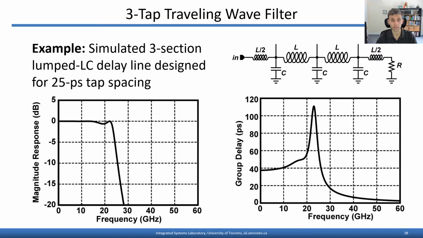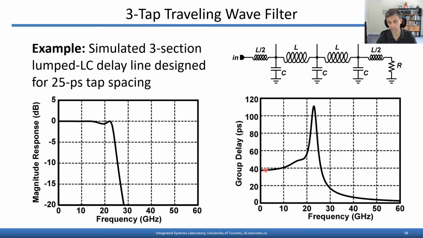So to give you a feel for some of the numbers here, let's consider the case where you want to realize a 3-tap traveling wave filter. You then need a 3-section lumped LC delay line as shown here. If we want 25 picoseconds of tap spacing, then each LC segment has to provide half of that, or 12.5 picoseconds, because the taps are separated by 2 LC delay sections, one on the input side, one on the output side. So that means the total delay time of each line is 3 times 12.5 picoseconds, or about 37.5 picoseconds, as shown here.